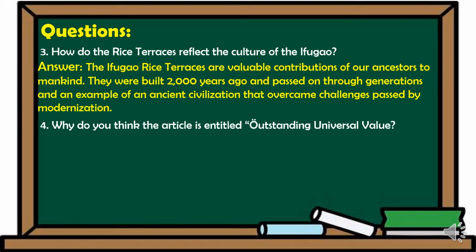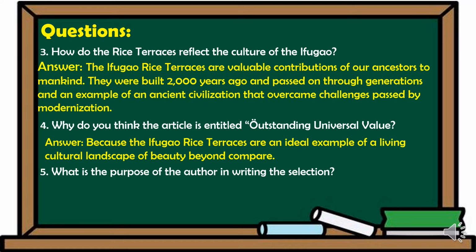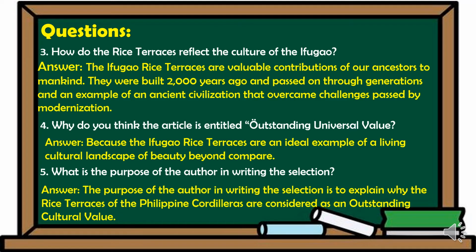Number 4. Why do you think the article is entitled Outstanding Universal Value? Answer. Because the Ifugao rice terraces are an ideal example of a living cultural landscape of beauty beyond compare. And number 5. What is the purpose of the writer or the author in writing the selection? Answer. The purpose of the author in writing the selection is to explain why the rice terraces of the Philippine Cordilleras are considered as an outstanding cultural value.